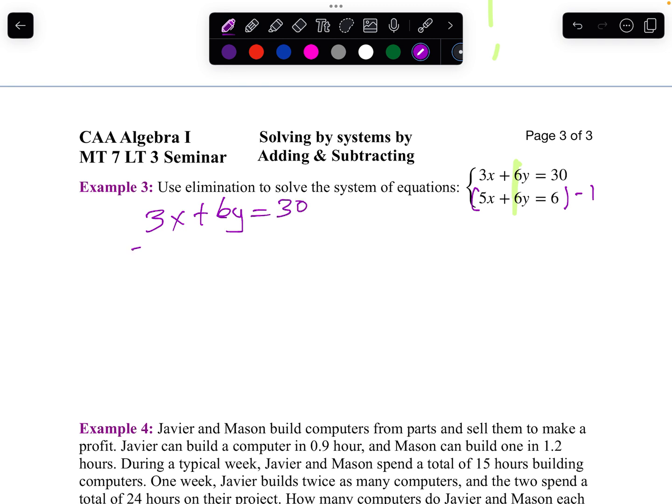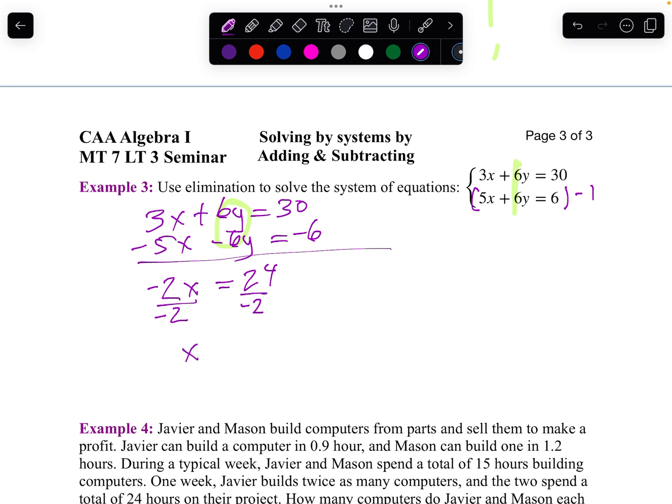And then my second equation is -5x minus 6y equals -6. Now add them, because notice my y's reduce. So 3x minus 5x, well, that's -2x. 30 minus 6 is 24. I'll divide both sides by -2. X equals -12.